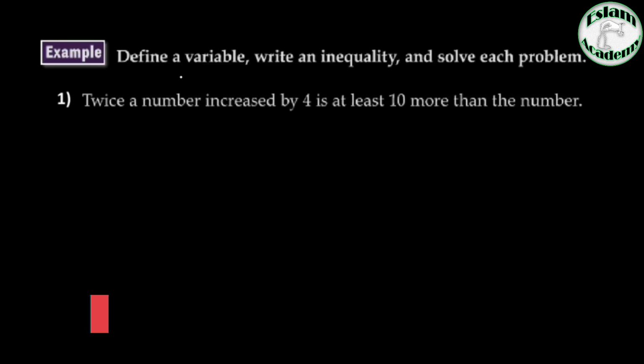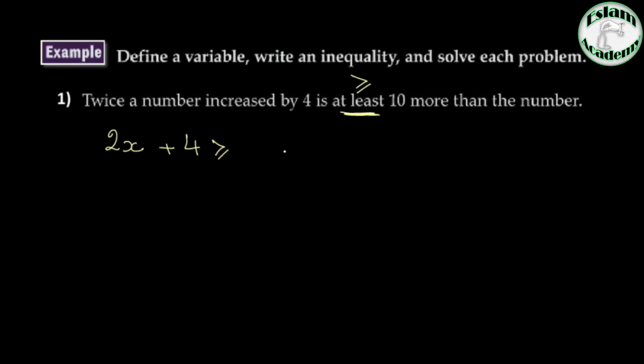In this problem, we need to define the variable, write the inequality, and solve each problem. Twice a number increased by 4. Twice a number is 2, and this number will be x. Increased by 4 means plus 4. At least means more than or equal. So it will be more than or equal to 10 more than a number.